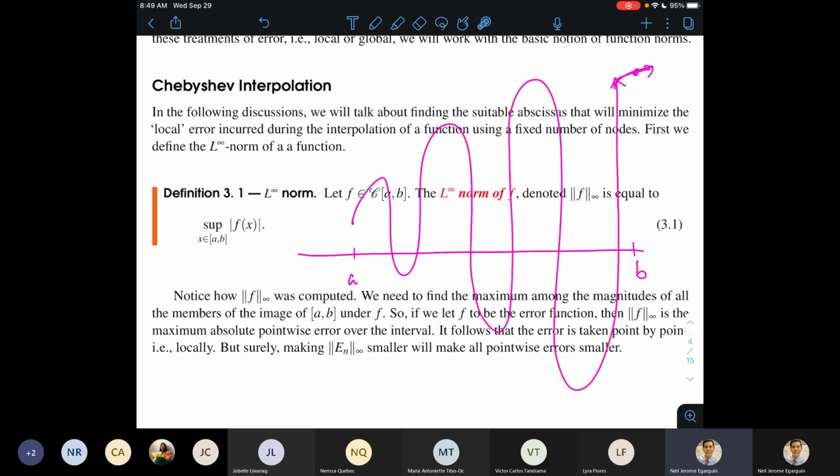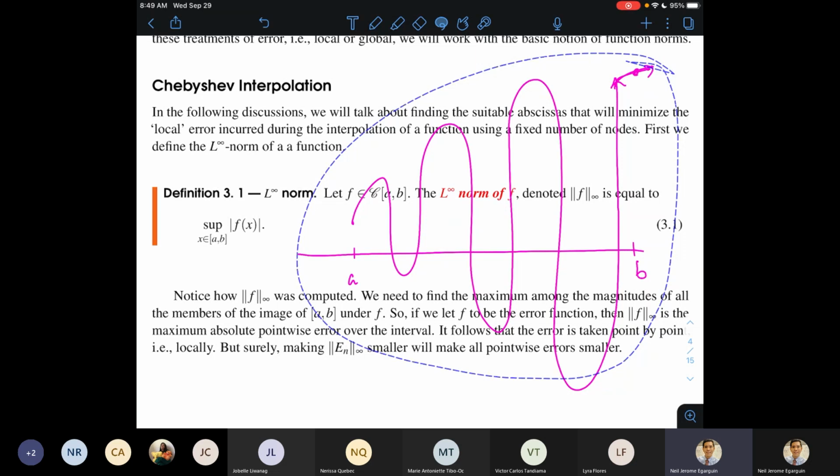Okay, so imagine what will happen if I compute the L infinity norm of the error. Pag kinompute ko yung L infinity norm ng error, ibig sabihin ibibigay niya yung maximum error na na-incur over the interval AB. So that's what makes this measure of error more local in nature, kasi kinukuha natin yung maximum error dun sa interval AB. And we let this be the measure of error.